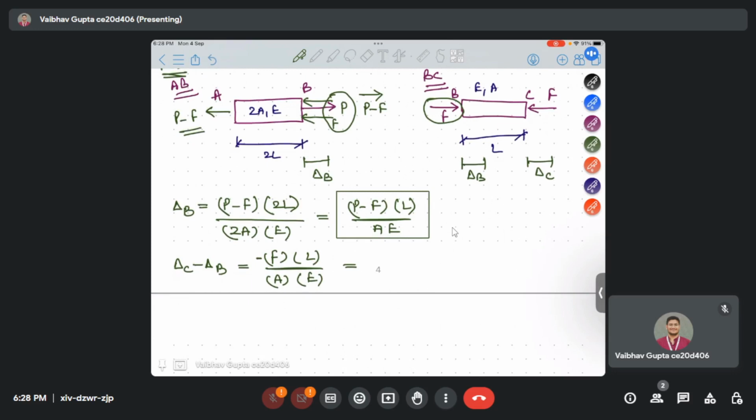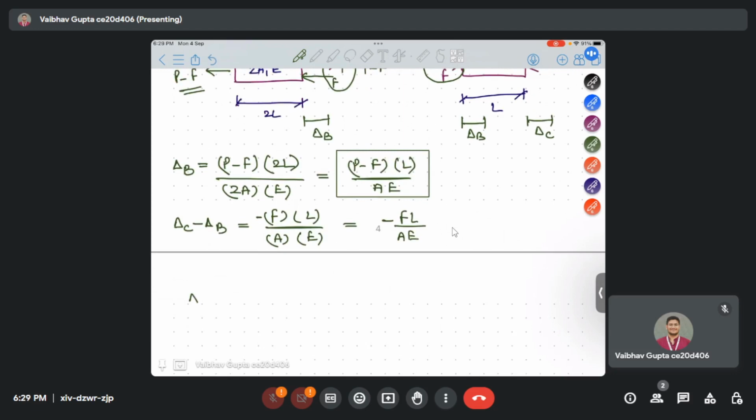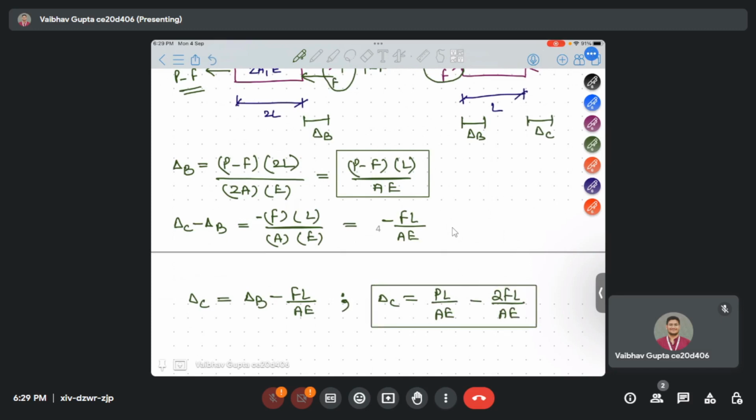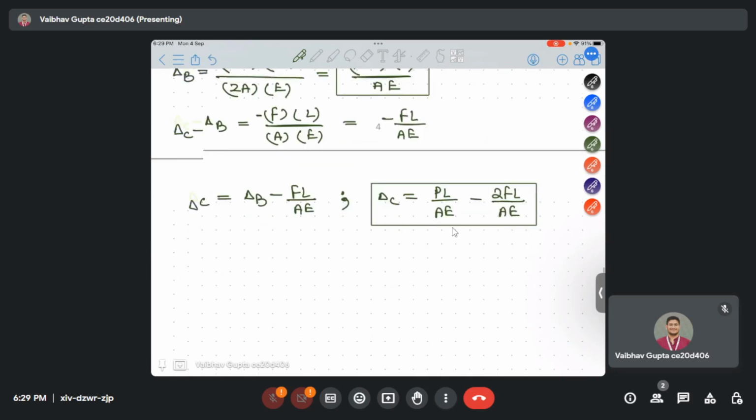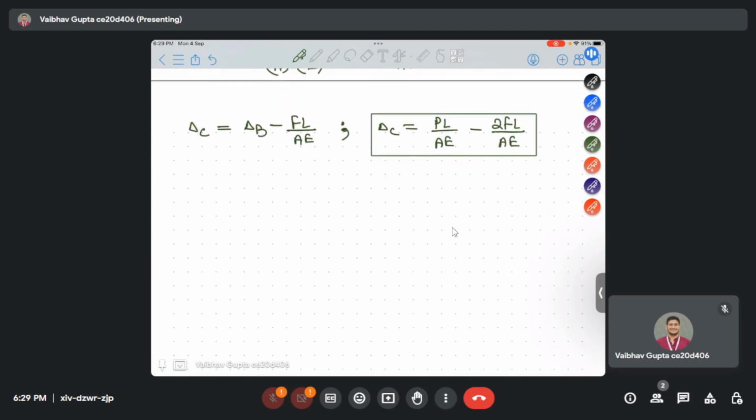So coming to BC, delta C minus delta B will be nothing but minus FL over AE. So delta C is nothing but delta B minus FL over AE, which means delta C will be equal to PL by AE minus 2FL by AE. Putting the value of delta B here, we get delta C as this. So this is case 2. Next we'll go to case 3.